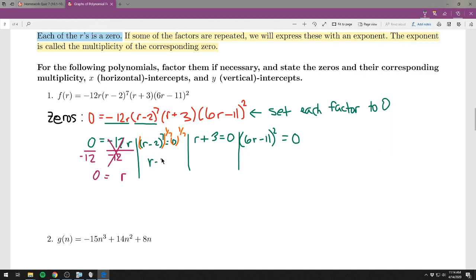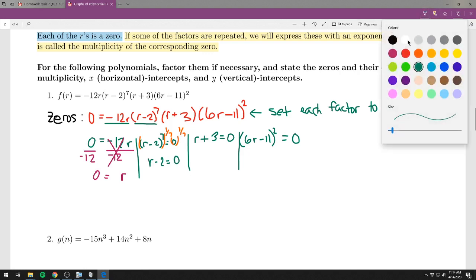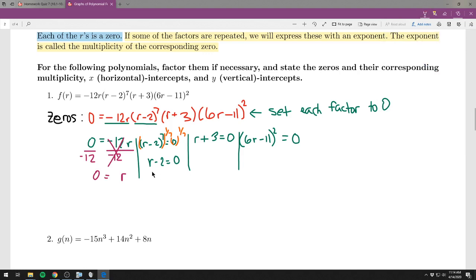All right, but we got r minus 2 equals 0, to any power, still 0. R minus 2 equals 0, and then we add the 2 to each side and we get r equals 2. This third one here, r plus 3 equals 0, we can directly subtract 3 from each side, and we get r equals negative 3.